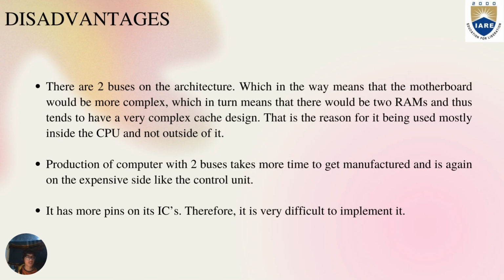There are two buses in the architecture, right? Which in a way means that the motherboard would be more complex, which in turn means there would be two RAMs and thus a very complex cache design. That is the reason why it is used mostly inside the CPU and not outside of it, because it is very complex. Production of a computer with two buses takes more time to manufacture and is again on the expensive side, like the control unit. It has more pins on its ICs, therefore it is very difficult to implement. These are the main disadvantages regarding Harvard architecture.